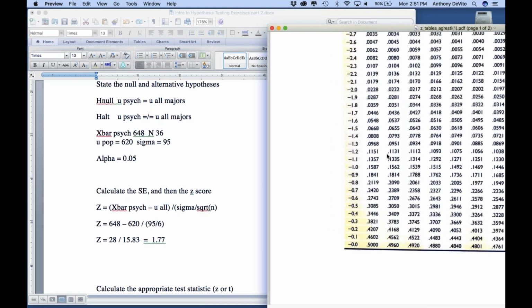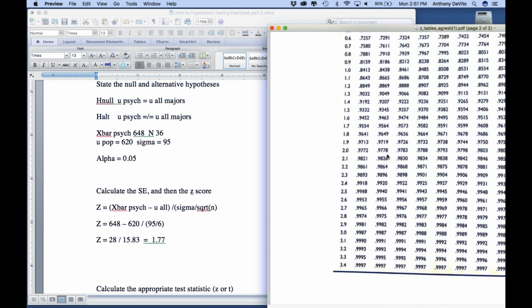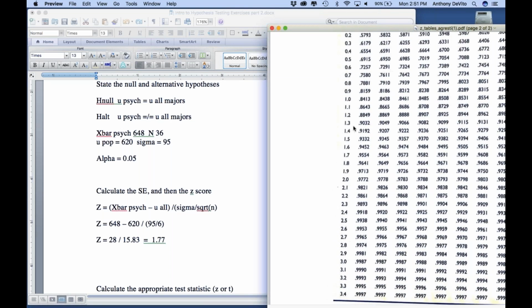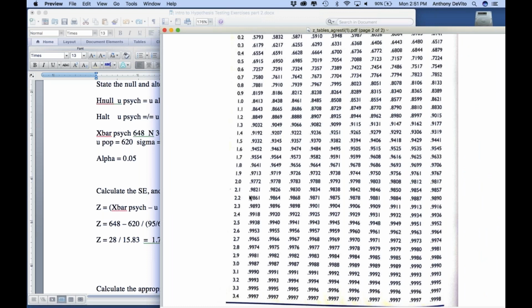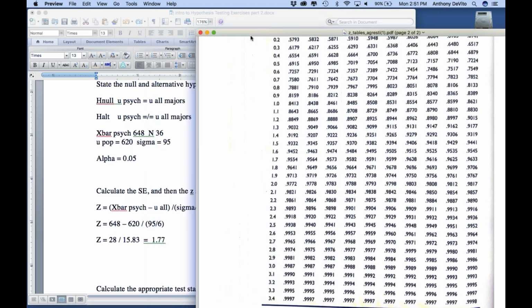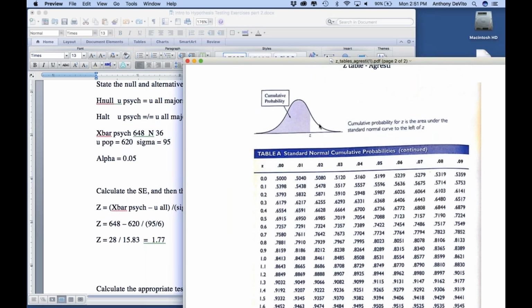So 1.77. Looking at 1.7, then 1.70, 1, 2, 3, 4, 5, 6, 7 is 0.9616. Well, you know why I got such a big number? Because it always gives me the area to the left. It doesn't give me the area in the tail.